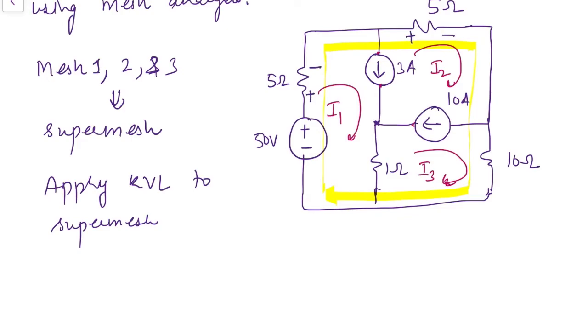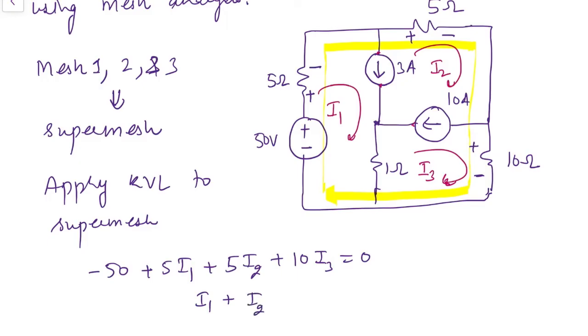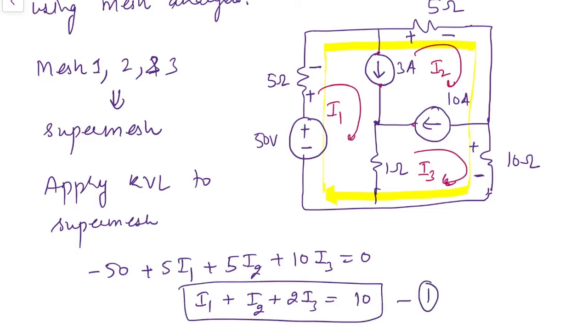Voltage drop polarity: this is across the 5 ohm resistance, this one is for the 10 ohm resistance. Now starting with this 50 volt source: minus 50 plus 5 I1 plus 5 I2 plus 10 I3 equal to 0, and we can write this as I1 plus I2 plus 2 I3 equal to 10, first equation. Now we need to keep in mind that we don't need to write the voltage drop across this 1 ohm resistance, since this 1 ohm is common between first and third mesh, and we had already combined mesh 1, 2 and 3 all together.